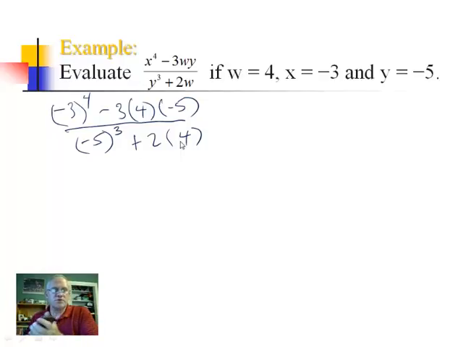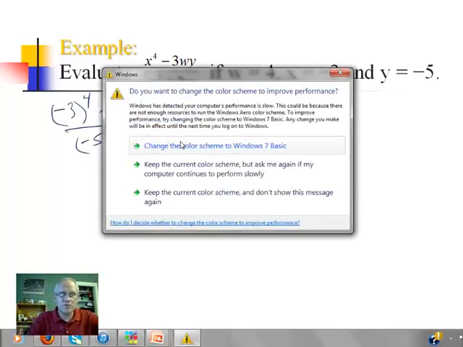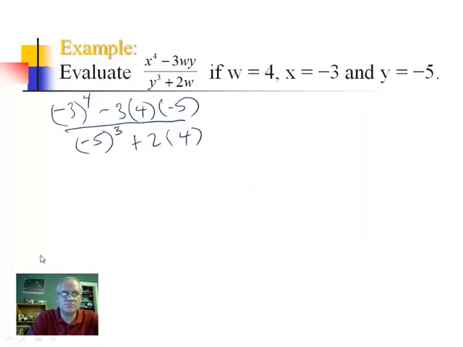You might want a calculator every once in a while. But let's start out with negative 3. Again, here's a situation where you're going to have to put parentheses around your negative. So negative 3 raised to the 4th power, then we've got 81. In this next part, when it's minus 3 times 4 times negative 5, you can just treat that minus 3 as a negative 3. So just go negative 3 times 4 times negative 5. Just do it that way.